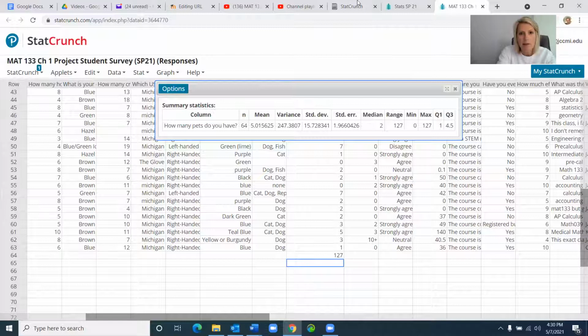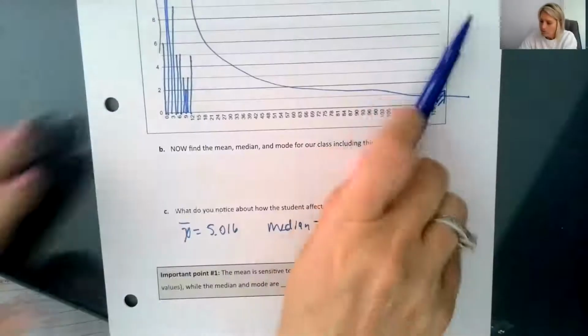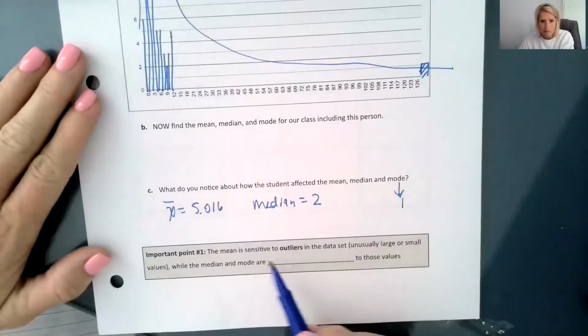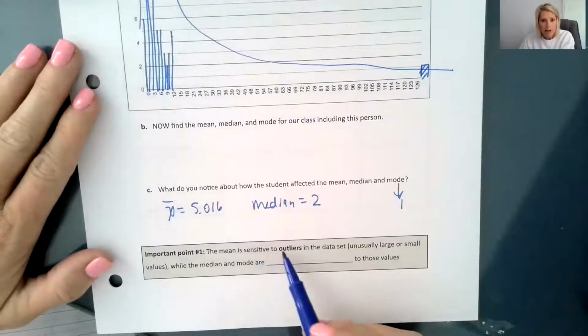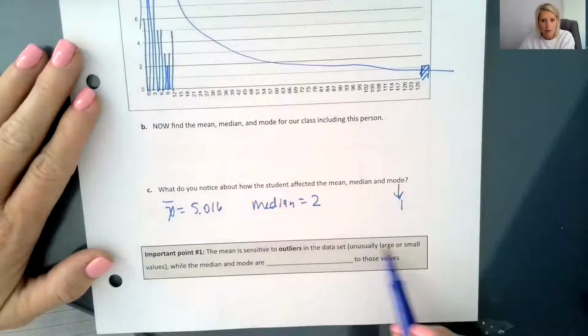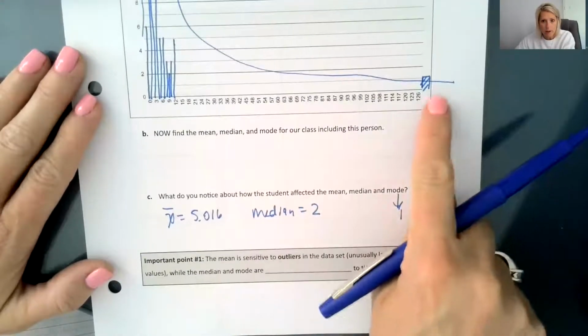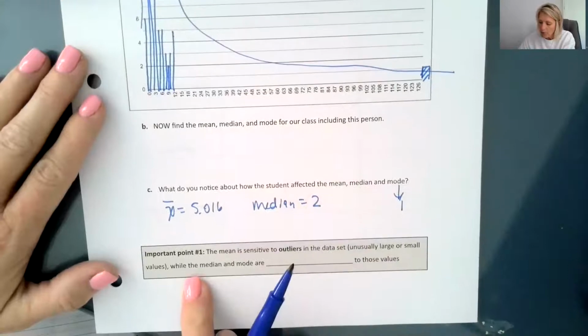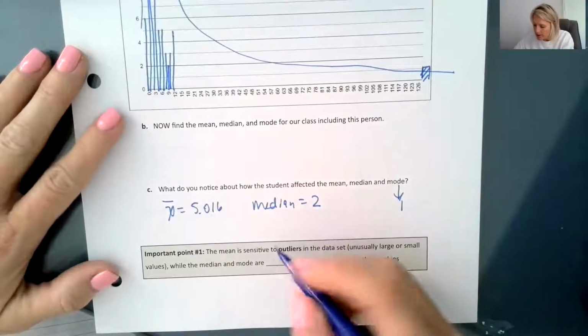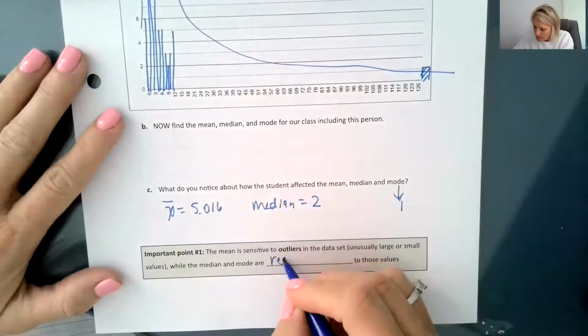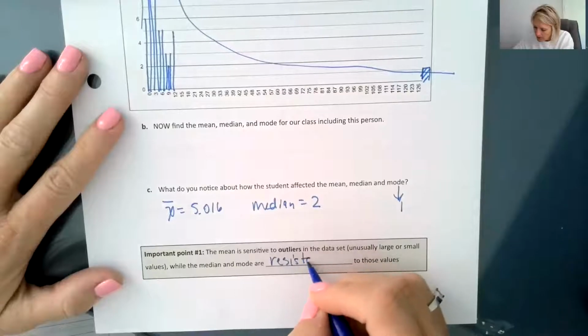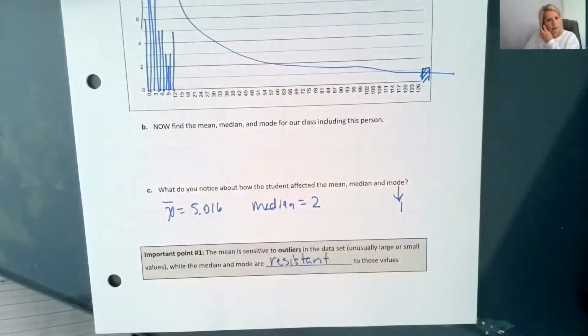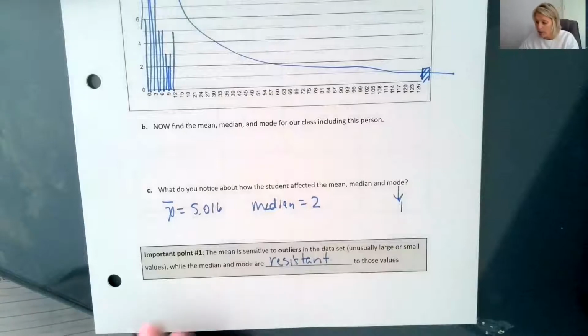So the only thing that was really affected was our mean. So the mean is sensitive to outliers in the data set, unusually large or small values, i.e. the 127, while the median and mode are resistant. They are not affected by those outliers. The mean is very much affected.